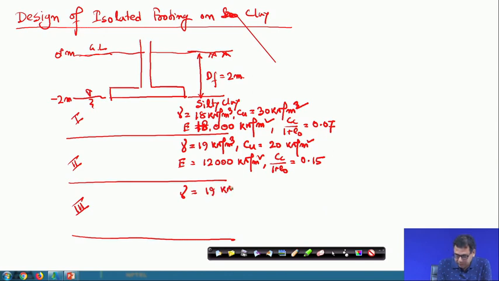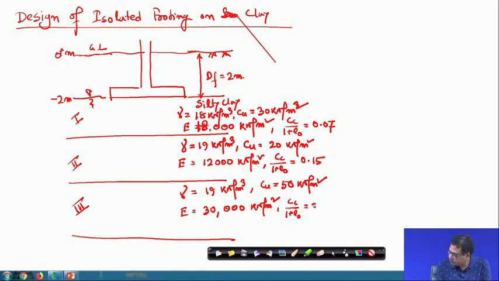Similarly, for layer 3, the unit weight was 19 kilonewton per meter cube. The Cu value was 50 kilonewton per meter square. The E value was 30,000 kilonewton per meter square, and Cc by 1 plus e0 was 0.12.